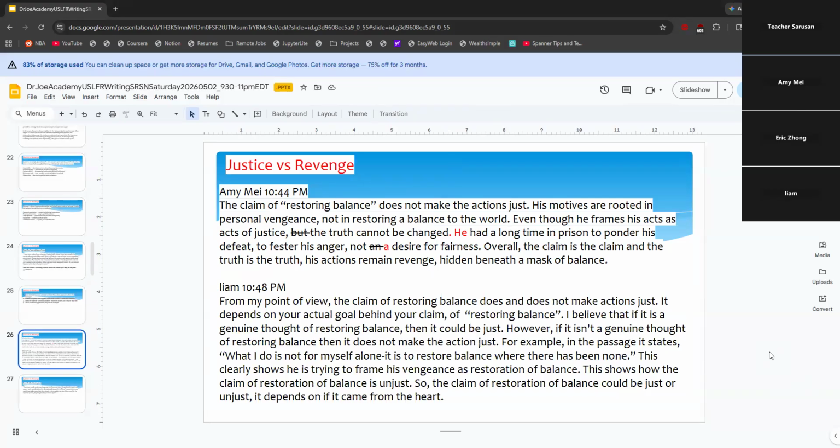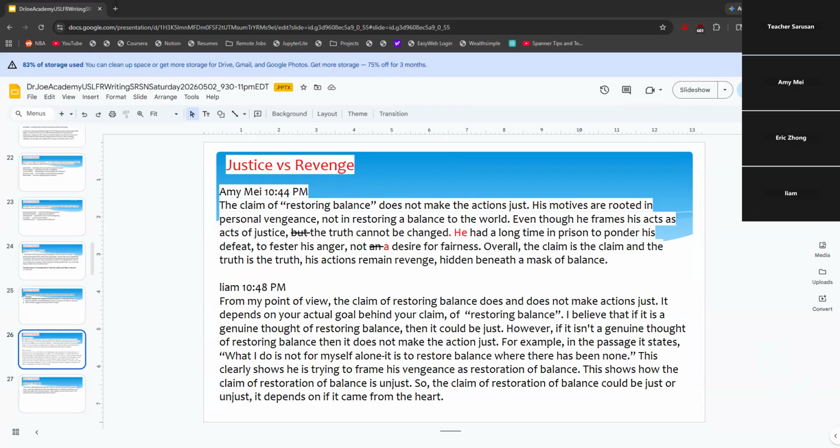From my point of view, the claim of restoring balance does and does not make actions just. It depends on your actual goal behind your claim of restoring balance. I believe that if it is a genuine thought of restoring balance, then it could be just. However, if it isn't a genuine thought of restoring balance, then it does not make the action just.